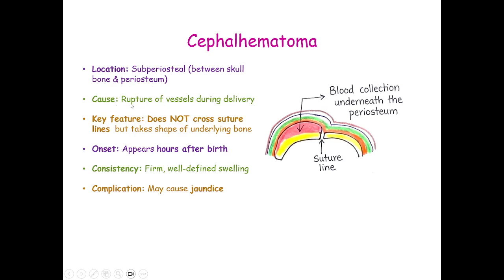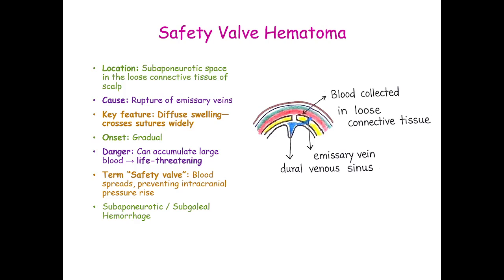The reason is rupture of vessels during delivery of the baby. So this could be seen in the neonate. The very important feature is that this swelling will not cross the suture line and it will take the shape of the underlying bone. It appears hours after birth. The consistency will be very firm, a well developed, well defined swelling. It can lead to jaundice. There might be formation of jaundice because of some kind of injury. Second is subgaleal hematoma. What is it?